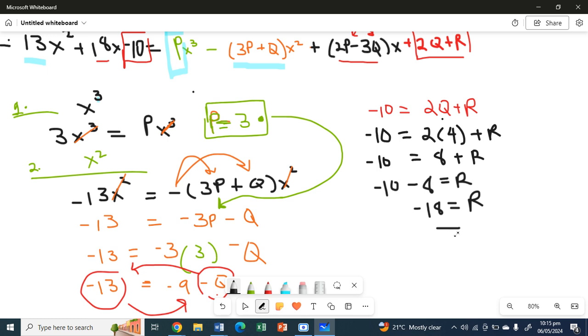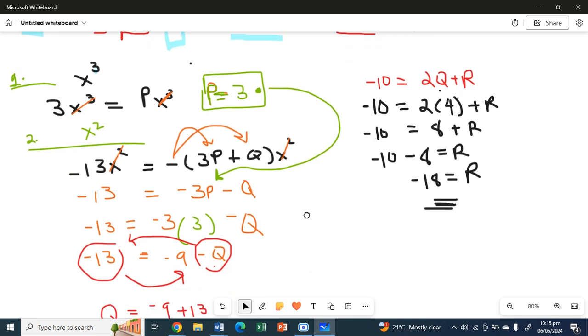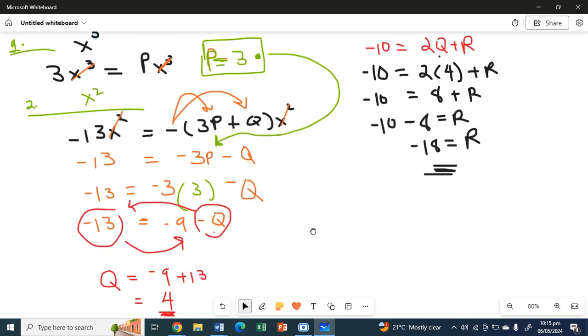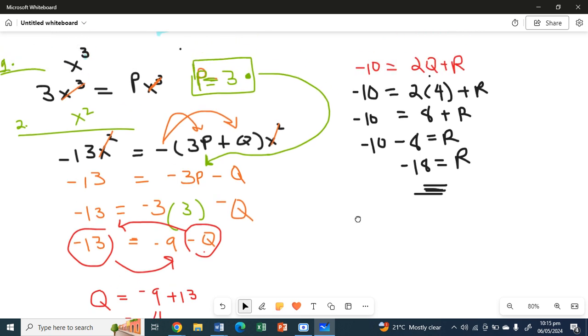So we have answered the question. The question wanted us to find the values of p, q, and r. p equals 3, q equals 4, r equals negative 18.